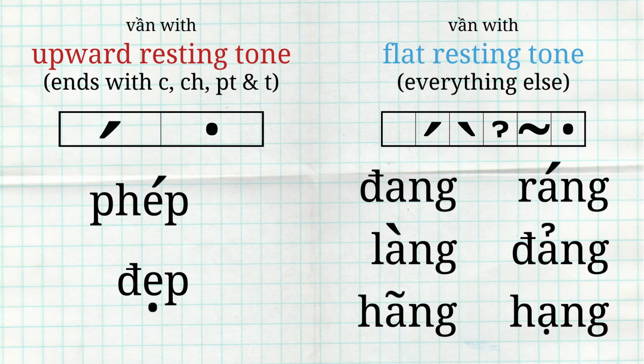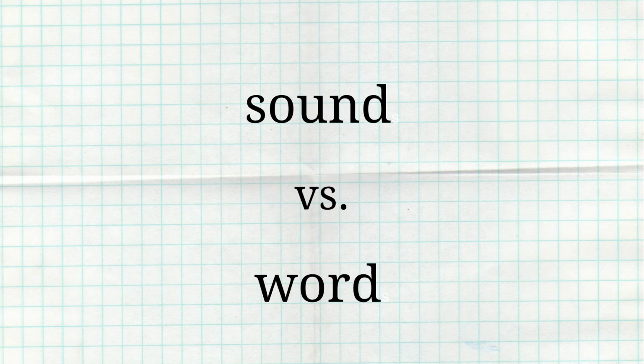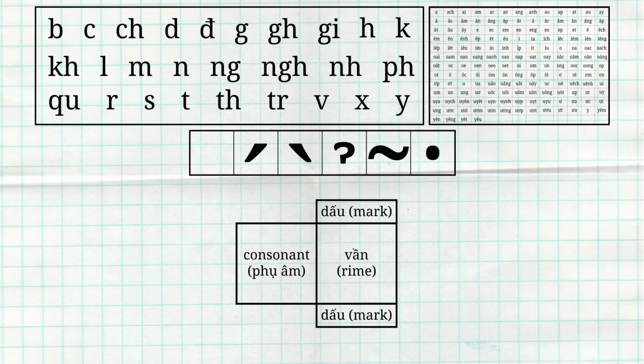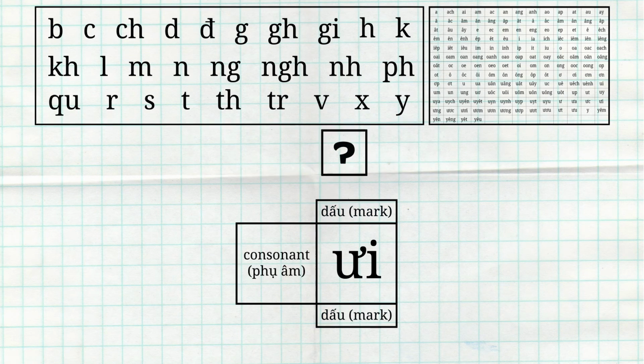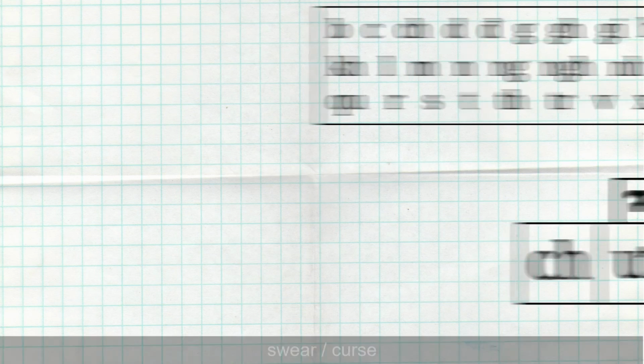So I hope that's making some sense so far. Now the next part is obvious, but bear with me. We need to differentiate between a sound and a word. You can combine things together to make many sounds, but they may not have meaning. That is, they're not words. For example, ơi. There are a lot of possible sounds, but you can only make a few words using dấu hỏi, like gửi or chửi.